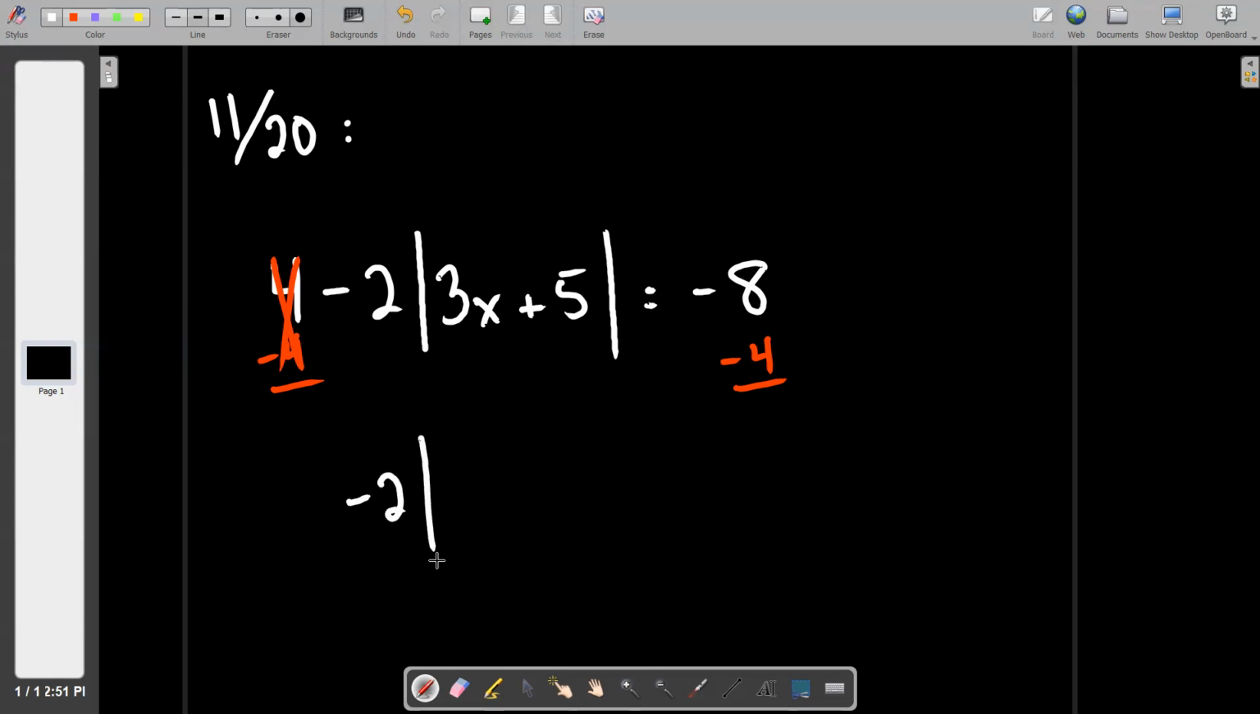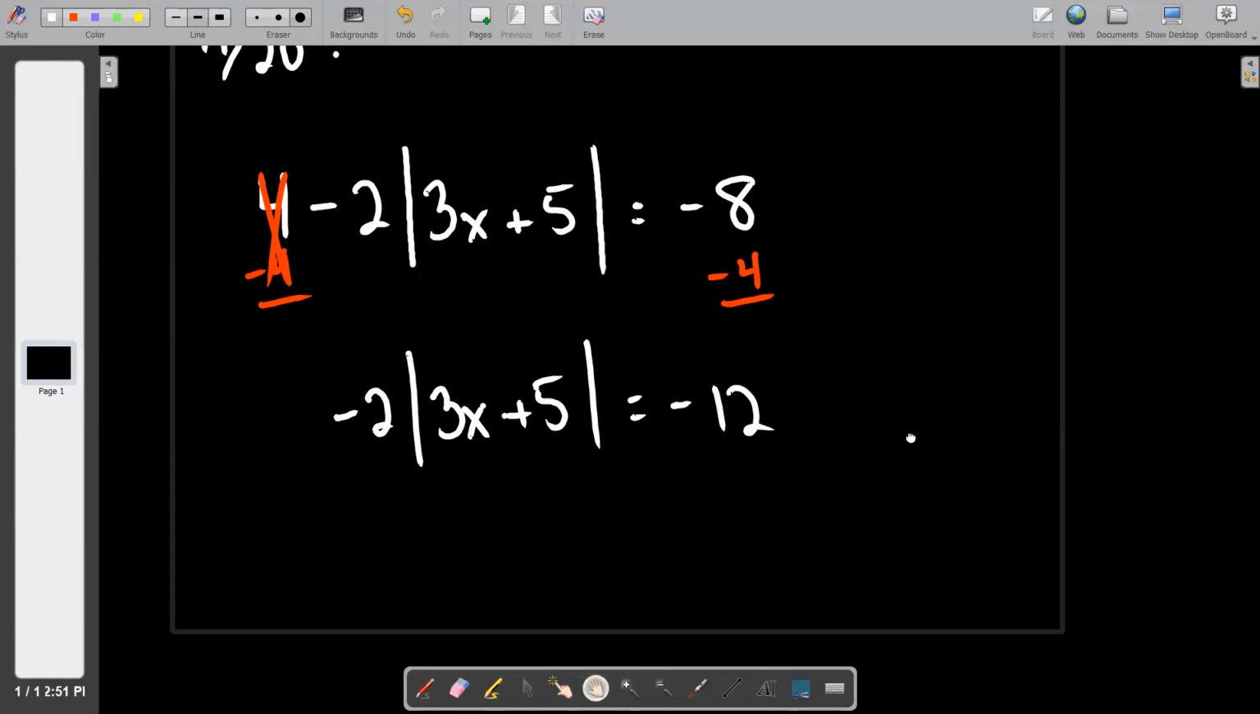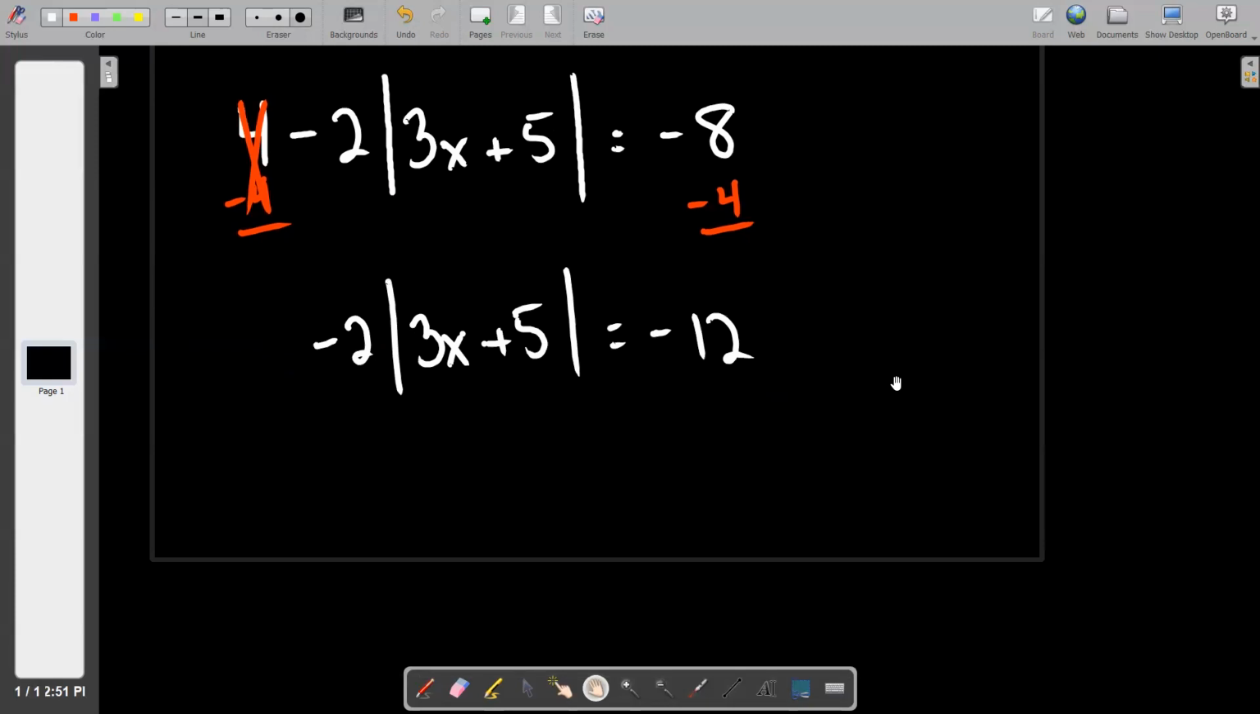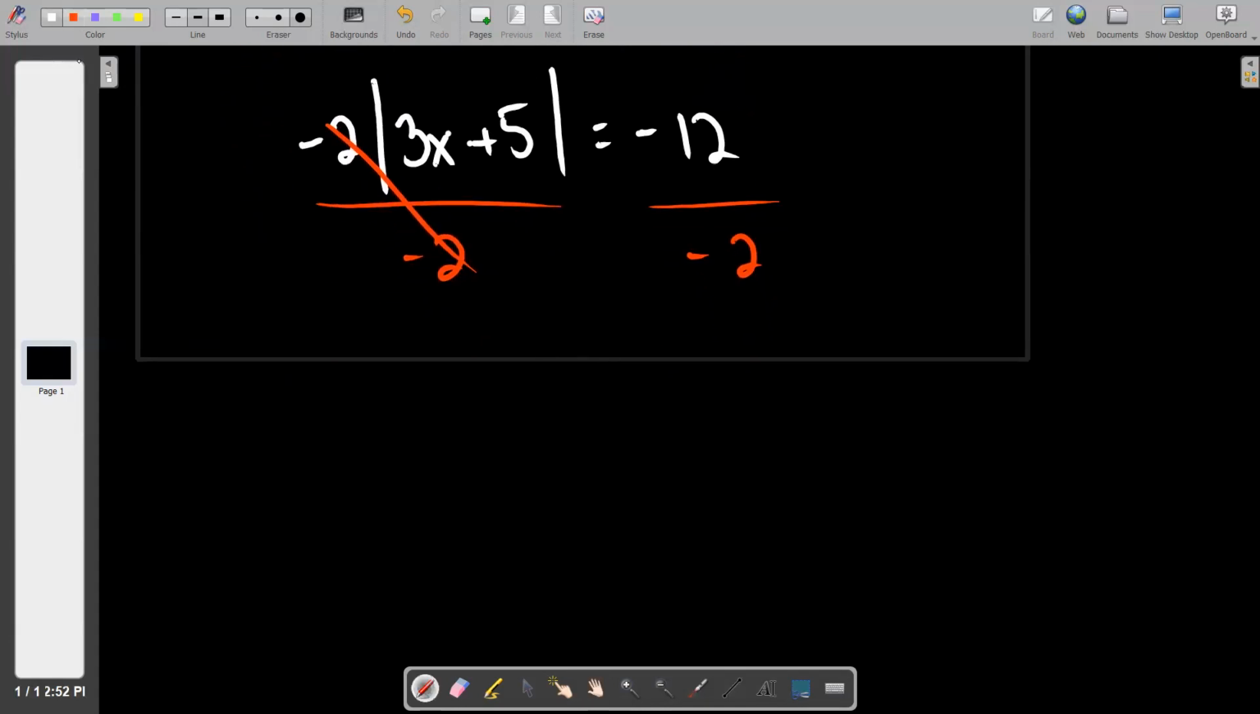So we're left with -2 times the absolute value of 3x plus 5 is equal to -12. We're not quite there yet. What do we do now? Right, and so if we divide both sides by -2, like this, then we get to the part of the problem now where we want to be. We have the absolute value of 3x plus 5 equal to 6.